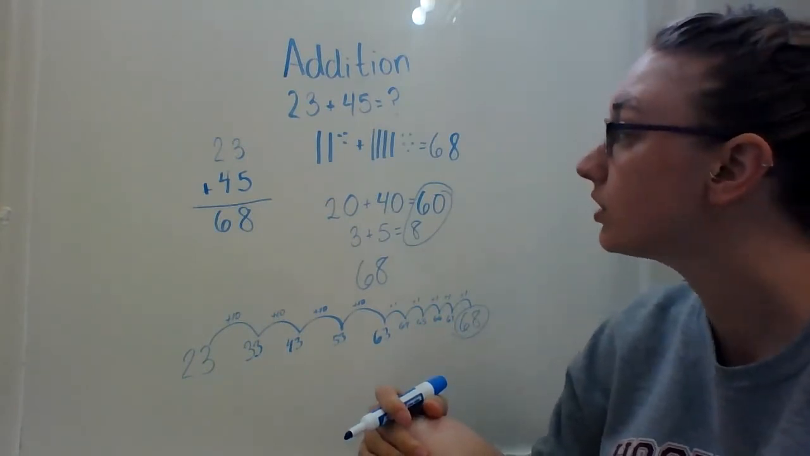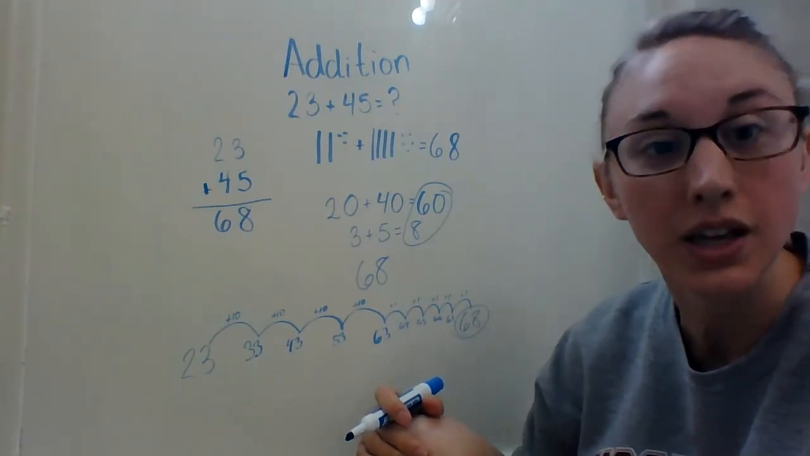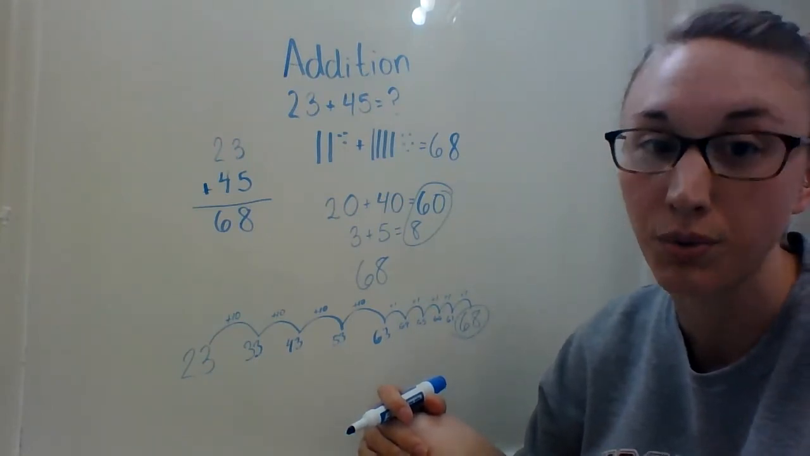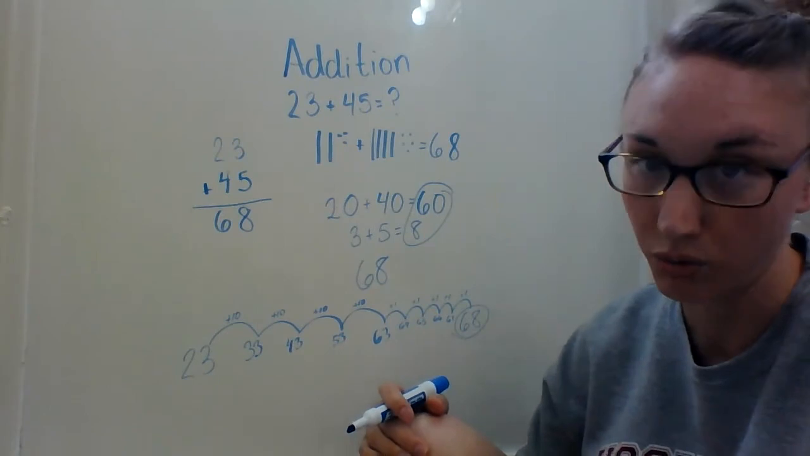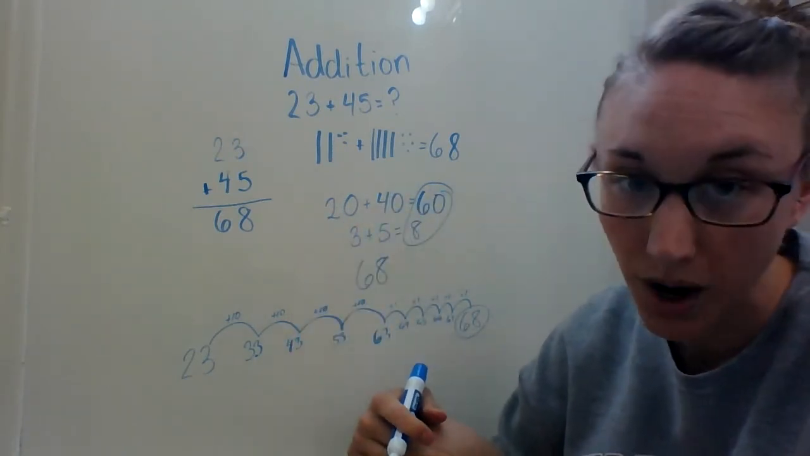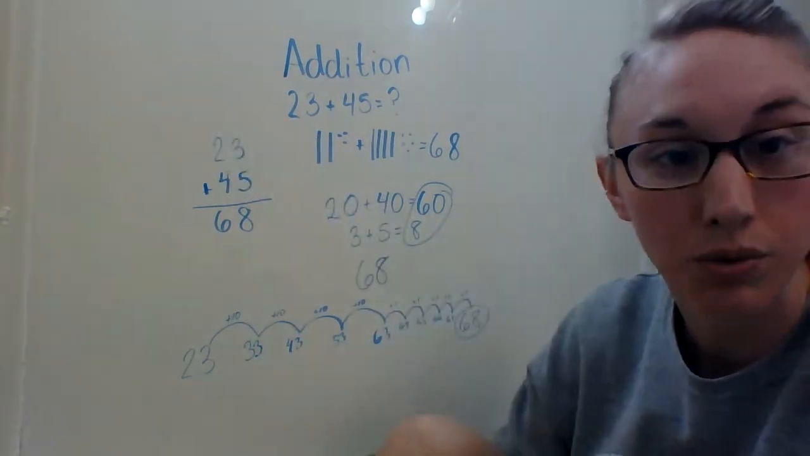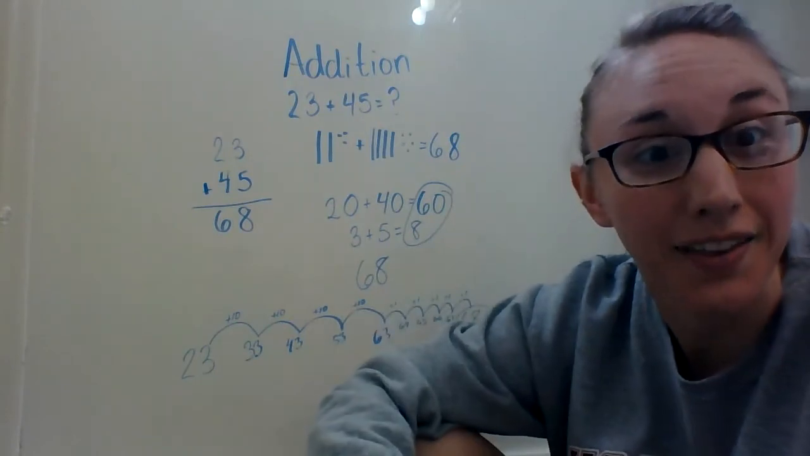Okay. So those are 4 different strategies that you can use to help you solve two-digit addition problems without regrouping. You can use the exact same strategies for 3-digit problems. You just have to remember that the hundreds place is a new place. And there you go. Have fun.